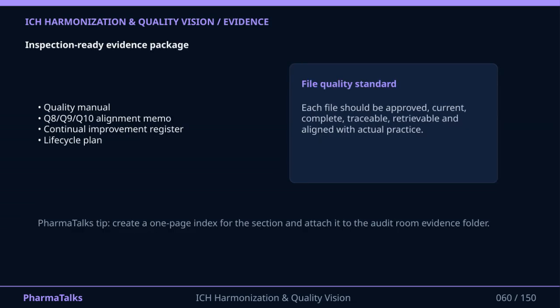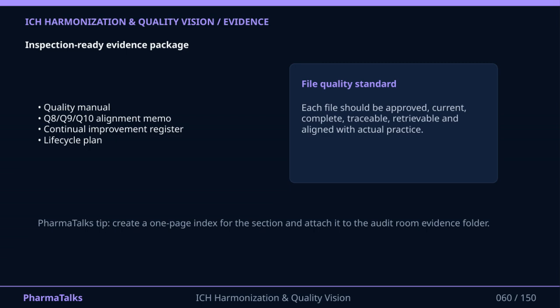On this slide, we're focusing on the ICH harmonization and quality vision, specifically how to create an inspection-ready evidence package. The key components of this package include a quality manual, an alignment memo covering Q8, Q9, and Q10 guidelines, a continual improvement register, and a comprehensive lifecycle plan. It's important that every file meets the file quality standard. This means each file must be approved, current, complete, traceable, and easily retrievable, while also reflecting actual practice accurately.